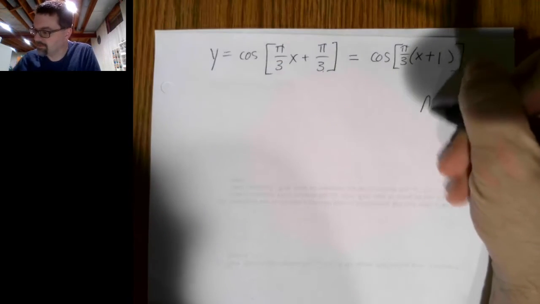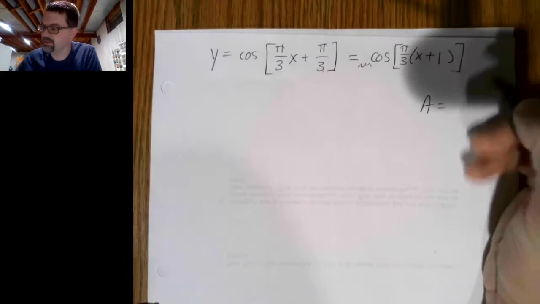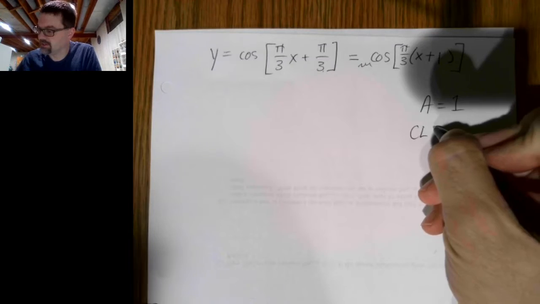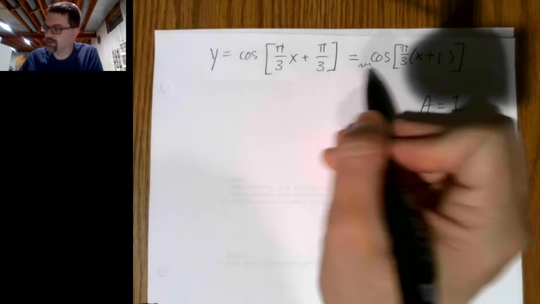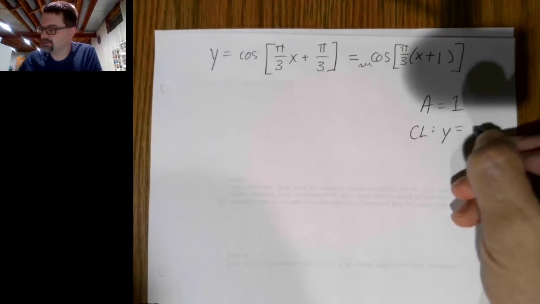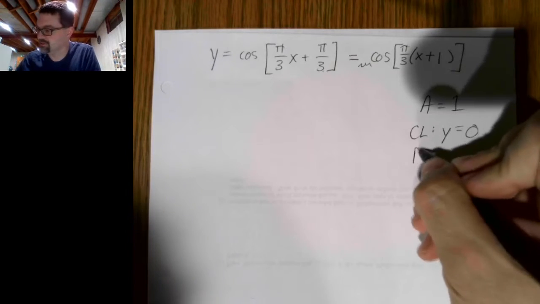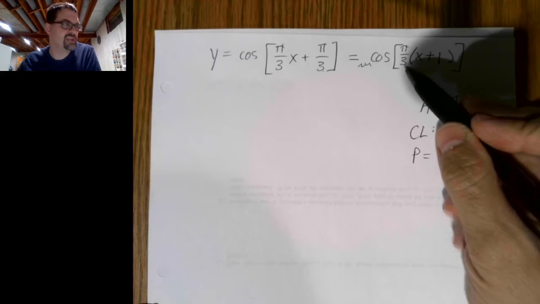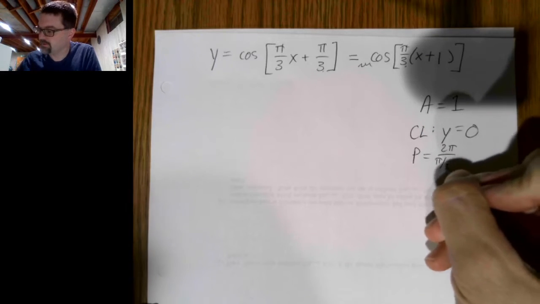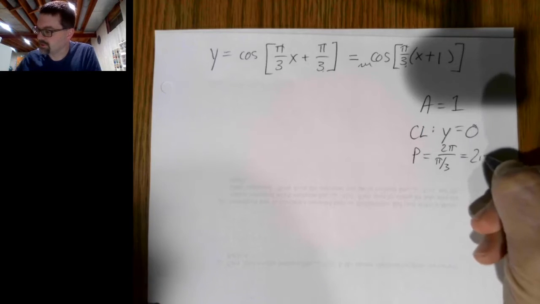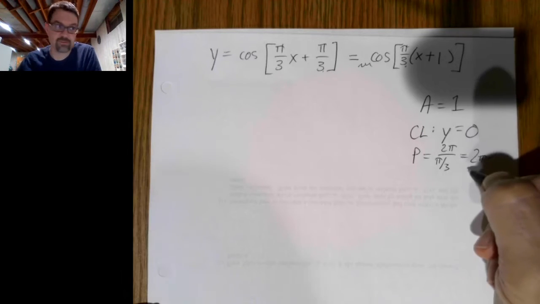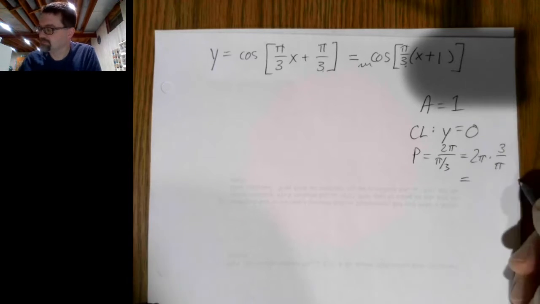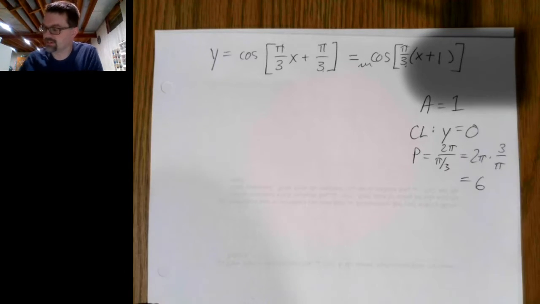All right, so amplitude, nothing out front, so that's a 1. Center line, well, nothing being added, subtracted anywhere, so just the x-axis. Period, 2 pi over, here's our b, pi over 3. So that's 2 pi times dividing by a fraction, same as multiplying by a reciprocal. So actually the pi's cancel and we just get 6.